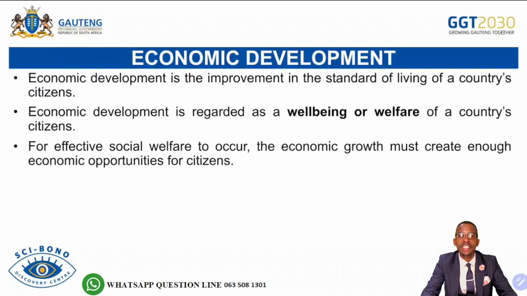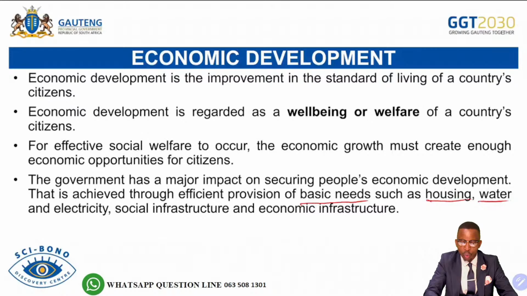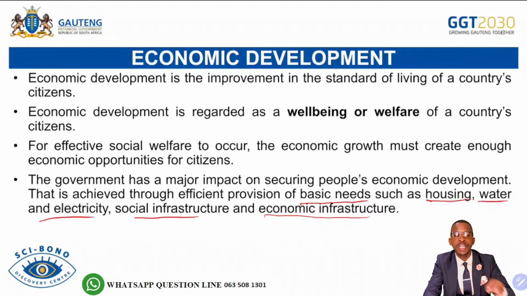Also, if people have access to basic facilities such as social infrastructure, in this case educational facilities, healthcare facilities, security facilities, shopping centers, etc., that can ensure that people are living better and reasonable lives. That will lead to economic development. The government has a major impact on securing people's economic development. That is achieved through efficient provision of basic needs such as housing, water, and electricity, social infrastructure, and economic infrastructure. These are very important facilities that people need in order for their living standard to be improved.